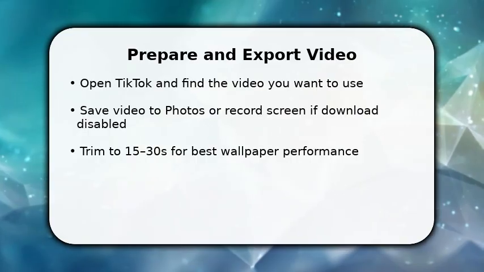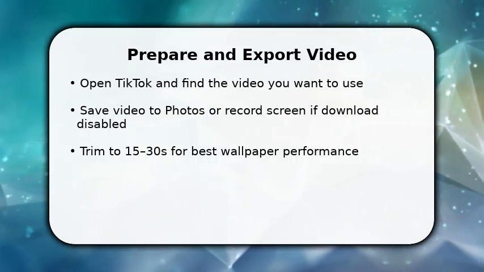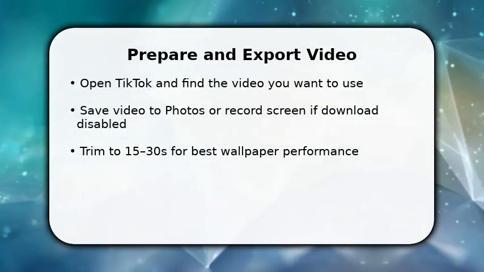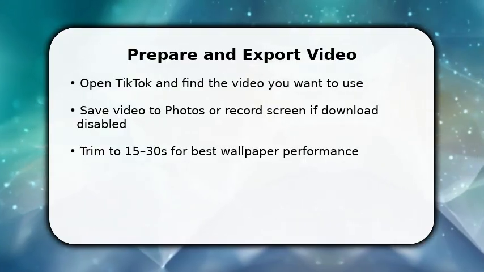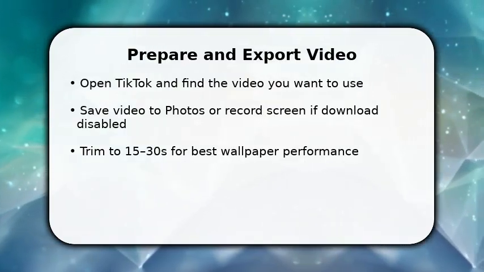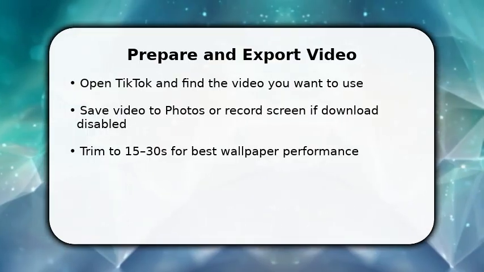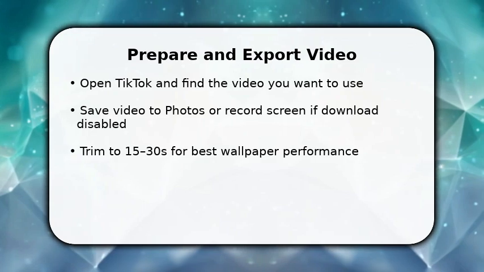Once done, open Photos and use the Edit tool to crop and shorten to 15-30 seconds so the loop feels smooth and doesn't hog storage. Make sure orientation matches your lock screen preference. Portrait works best. Now you're ready to convert it into a live photo for wallpaper settings.